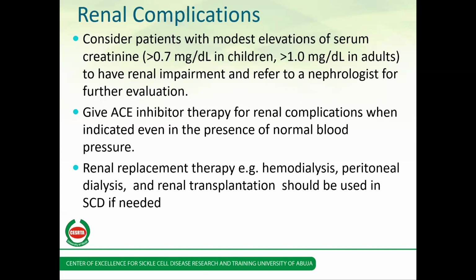Consider patients with modest elevations of serum creatinine, 0.7 milligram per deciliter in children or greater than 1 milligram per deciliter in adults, to have renal impairment and refer to a nephrologist for further evaluation. Give SCD inhibitors therapy for renal complications when indicated, even in the presence of normal blood pressure. Renal replacement therapy, e.g. hemodialysis, peritoneal dialysis, and renal transplantation should be used in sickle cell disease if needed.